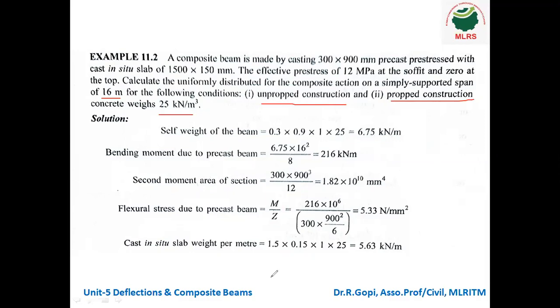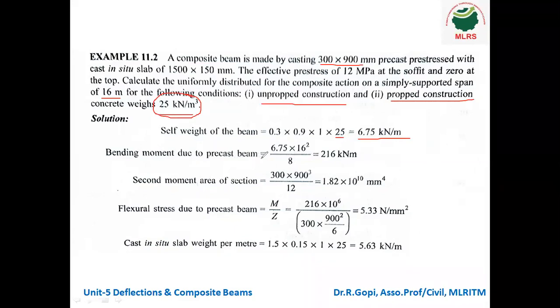Okay, students. First we need to calculate the self weight of the beam. We first focus on the unpropped condition, after that the propped condition. What is the beam size? You can see here 300 mm into 900 mm. So 0.3 into 0.9 into 25, where 25 is the density of the concrete, also given in the question. So we got 6.75 kilonewton per meter. This is the self weight of the beam.